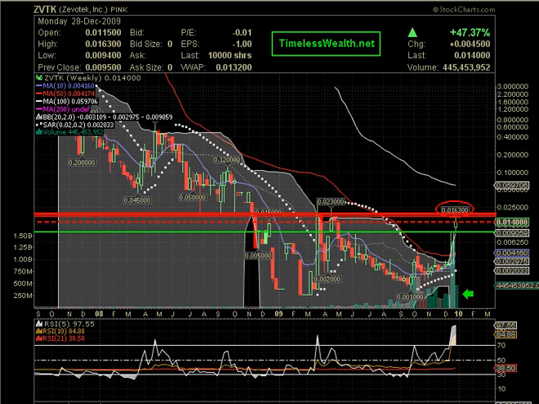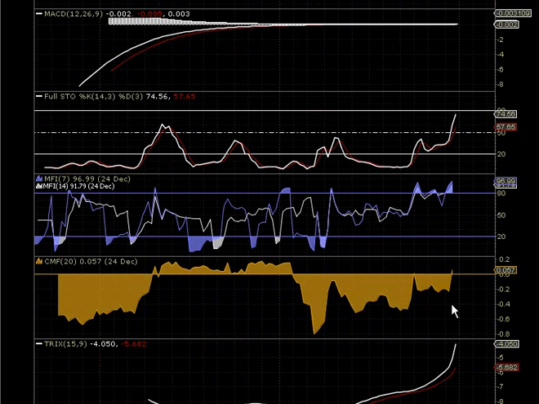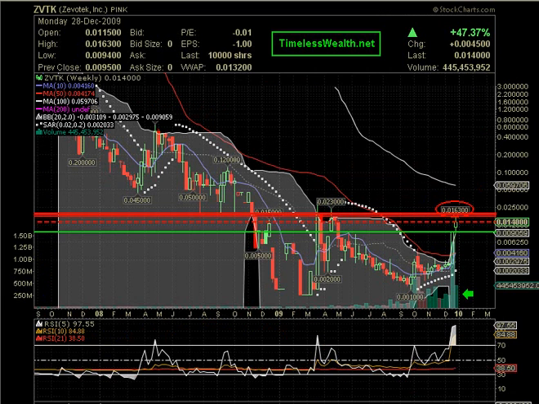In the event that it does, indicators such as the RSI, full stochastics, and money flow index will continue pointing up and show that the market is indeed in a state of momentum. Look at the TRIX coming off. The Chaikin money flow just going positive now. Money flow index, full stochastics, and relative strength index.